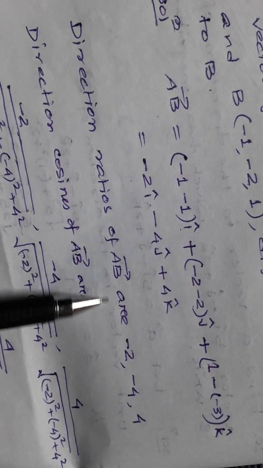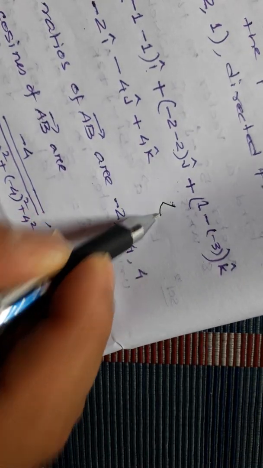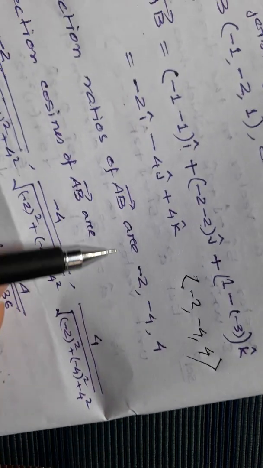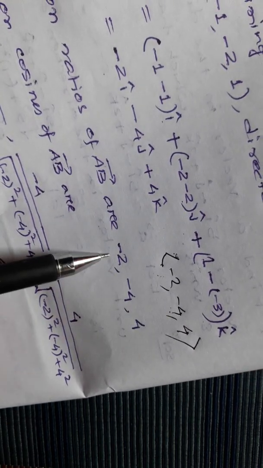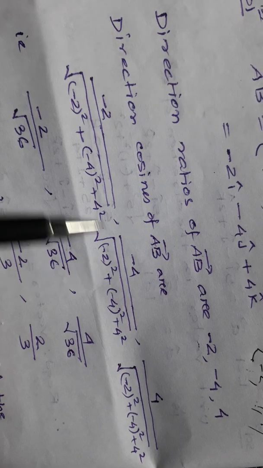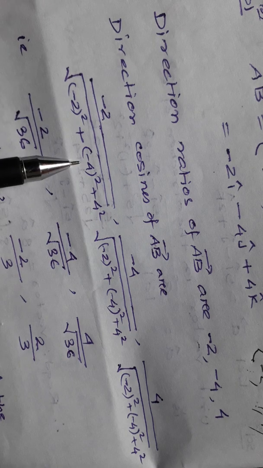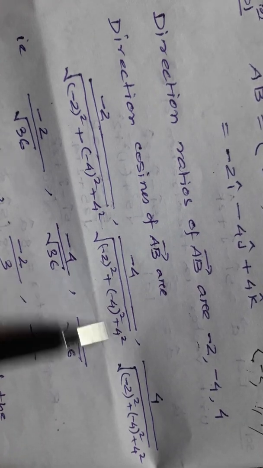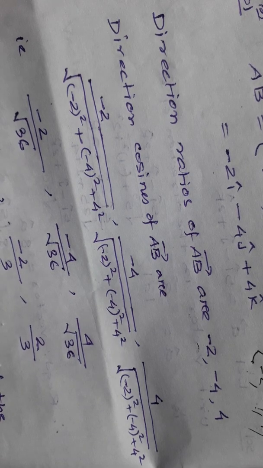So direction ratios of the vector AB are minus 2, minus 4 and 4. The scalar components are minus 2, minus 4 and 4. So these are the direction ratios of the vector AB. Therefore direction cosines of vector AB are minus 2 divided by the magnitude of the vector, minus 4 by the magnitude of the vector, 4 by the magnitude of the vector. So we have got minus 1 by 3, minus 2 by 3, 2 by 3.